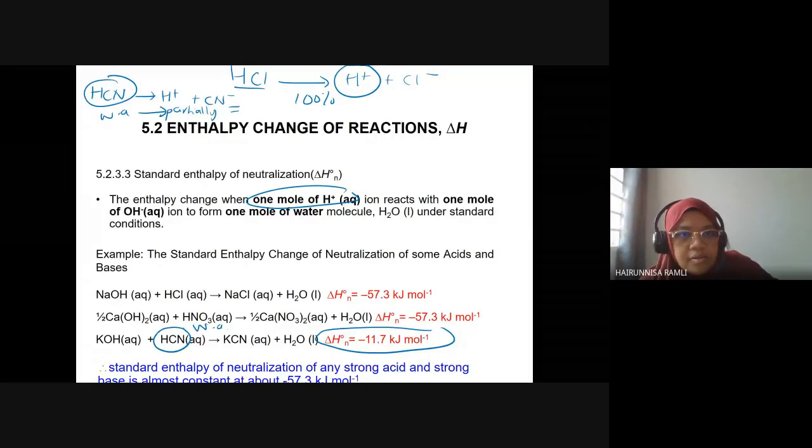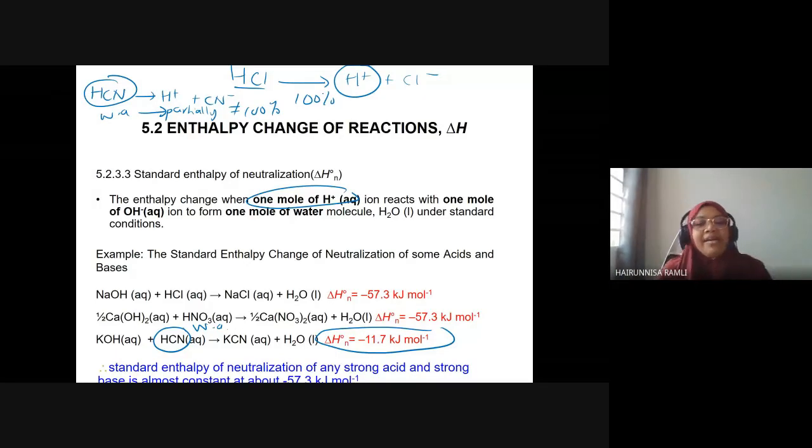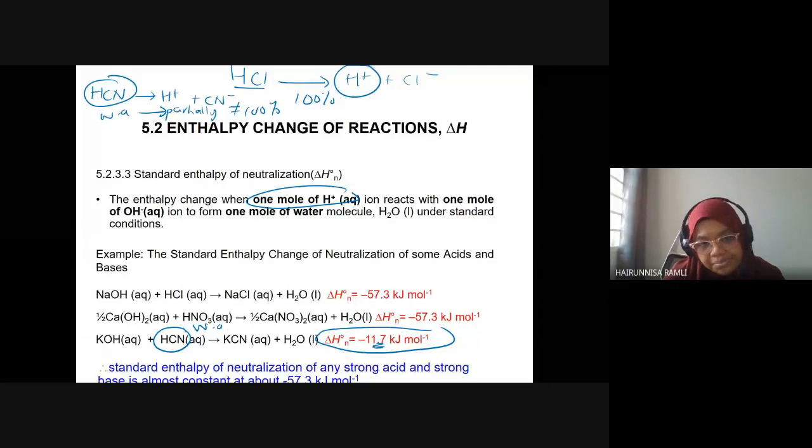Maksudnya not equals to 100%. Kurang daripada tu, sebab dia weak lah. Okay, so detailsnya you akan belajar lah later, next semester. Sabar dulu eh. Okay, so just nak tunjuk lah. Kalau kat sini value dia different sikit.